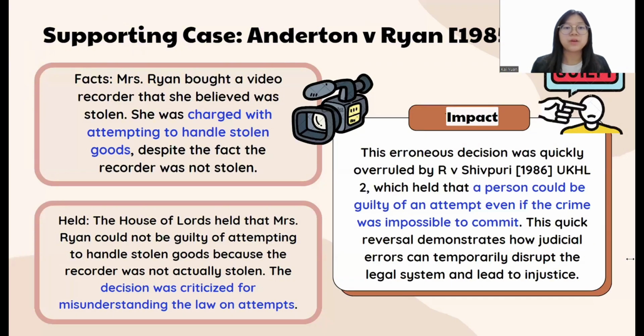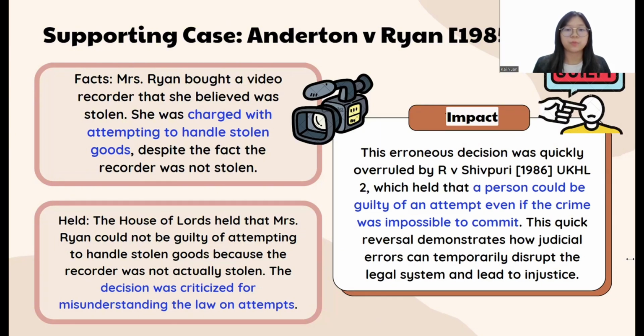This issue is well illustrated by Anderson versus Ryan, 1985. Mrs. Ryan was charged with attempting to handle stolen goods despite the fact that the goods were not actually stolen. The House of Lords ruled that she could not be guilty because the goods were not stolen, a decision that was quickly recognized as erroneous.